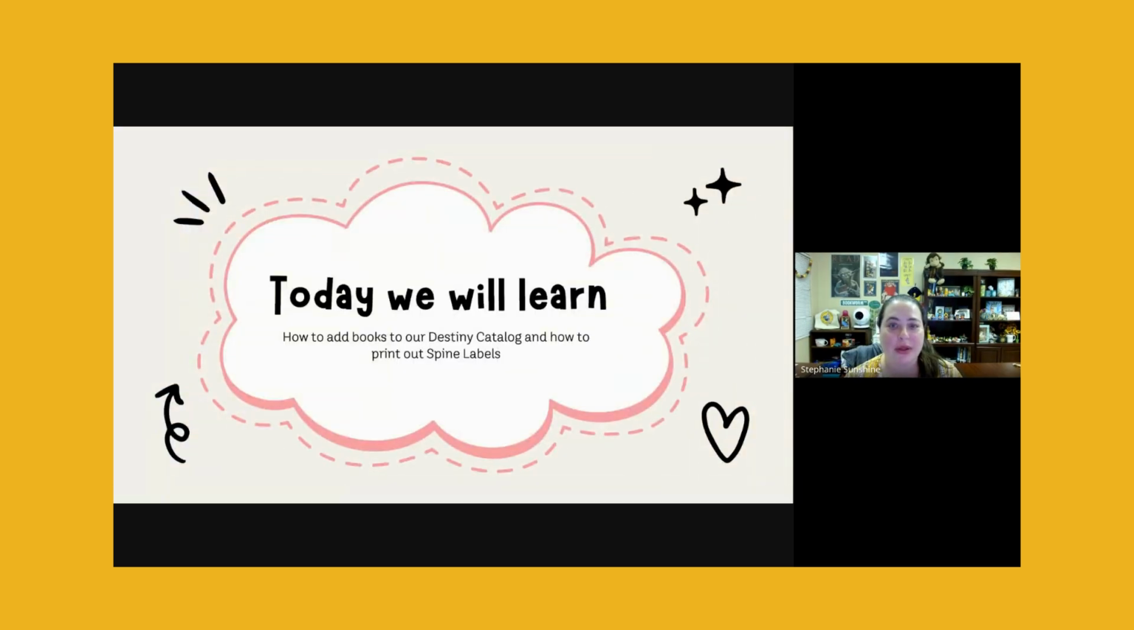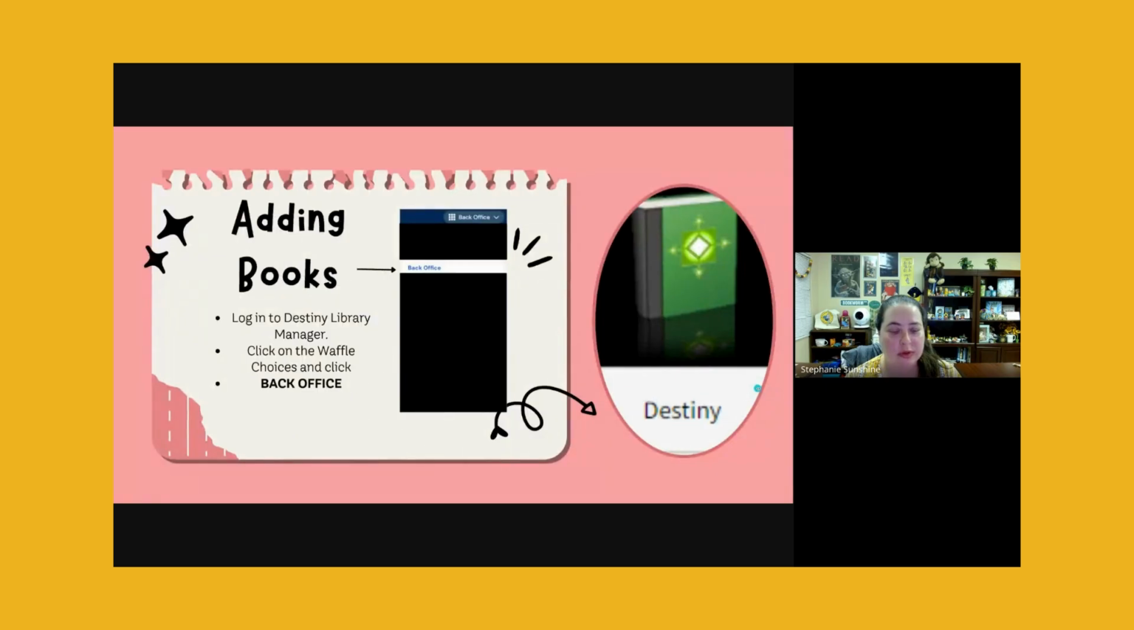So today we're going to learn how to add books to our Destiny catalog and how to print spine labels. So think about when you get a brand new box of books. It is not processed. You get them from Barnes & Noble. You get them from Scholastic. You get a box of books donated. How do you add them to your Destiny catalog?